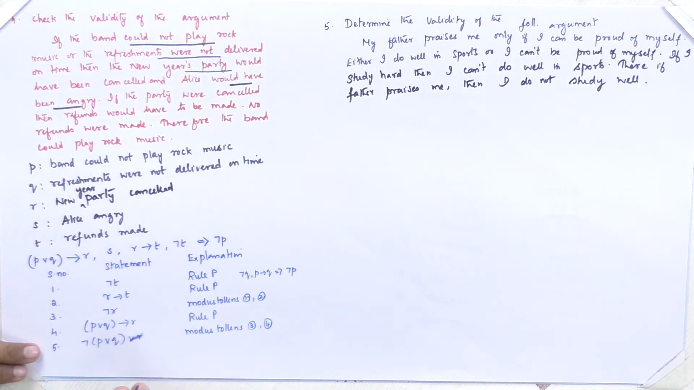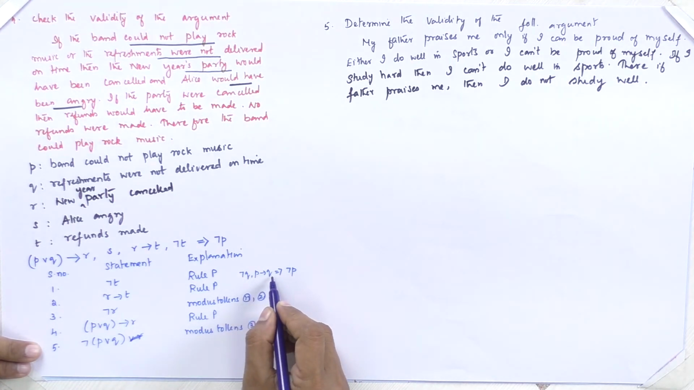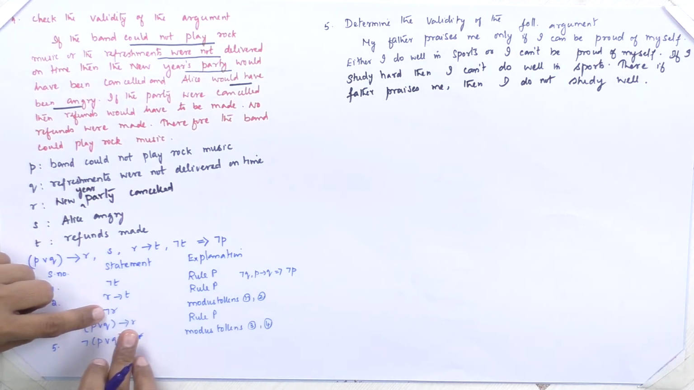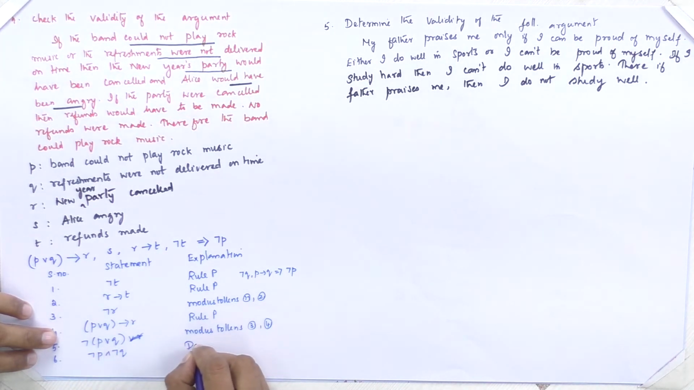No, sorry, this will not have negate P. Modus tollens is what? Whenever we have negate Q, P conditional Q, that will imply negate P. I have here negate R and P or Q conditional R. So I will get only negate of P or Q. So next I can apply De Morgan's, that is negate P and negate Q. So this or will become and. So here we have applied De Morgan's law on 5.